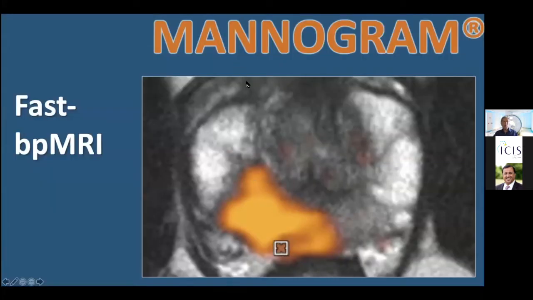This is called the manogram. This is information of anatomy and with a superposition of diffusion. So T2 and diffusion only.